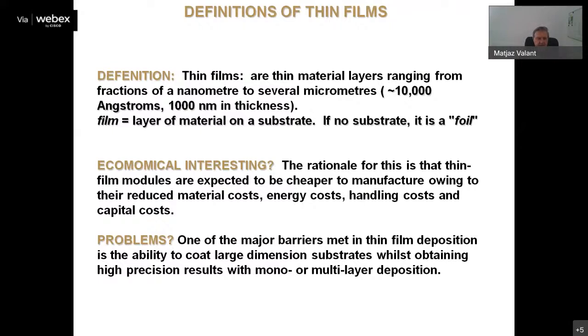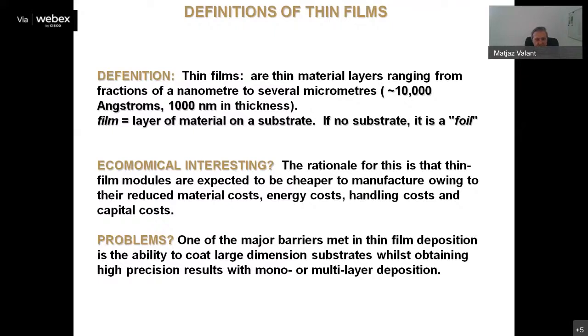So as I said, there are layers of material with a thickness of up to several micrometers. And very importantly, this layer resides on a substrate. If there's no substrate, we can talk about foils. But thin films are produced on a substrate. What can the substrate be? It can be a very different material. It can be single crystal or plastic substrate or glass substrate and so on.